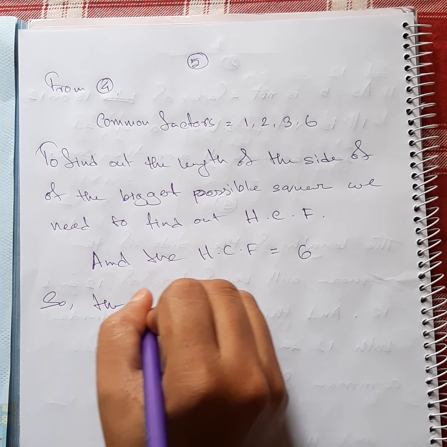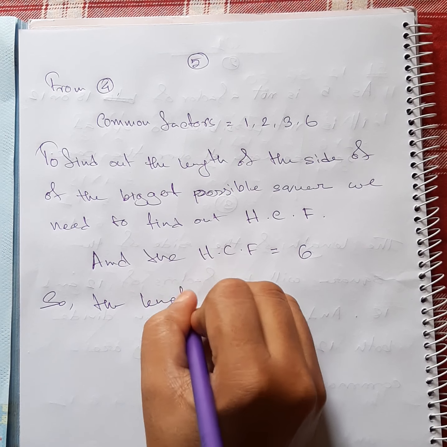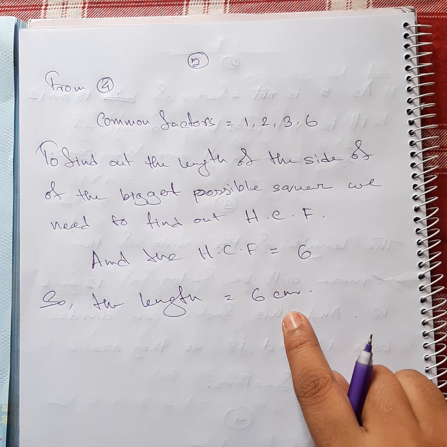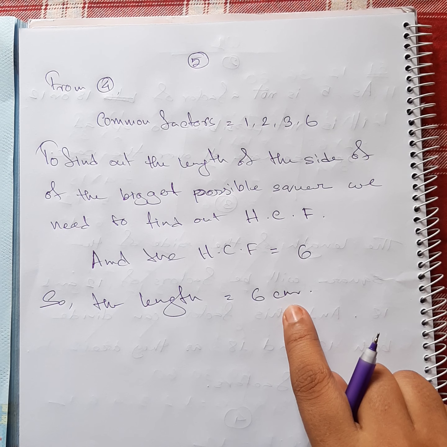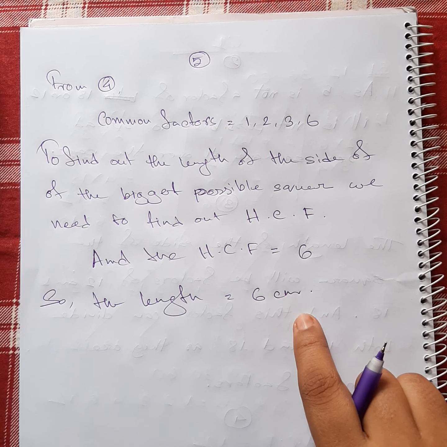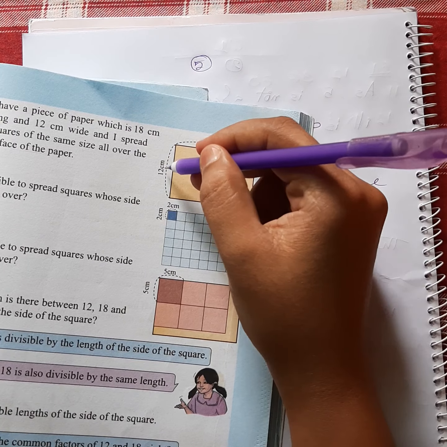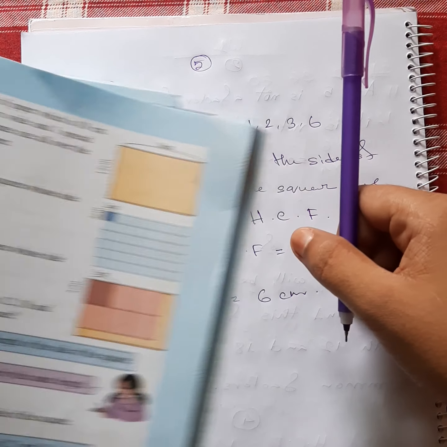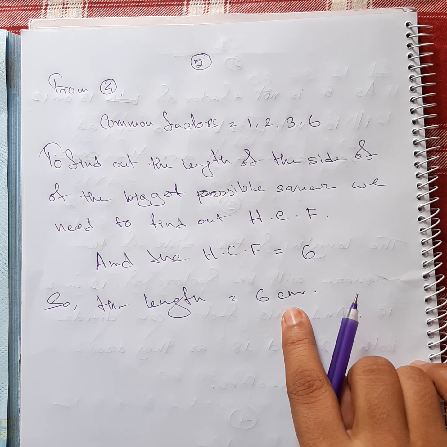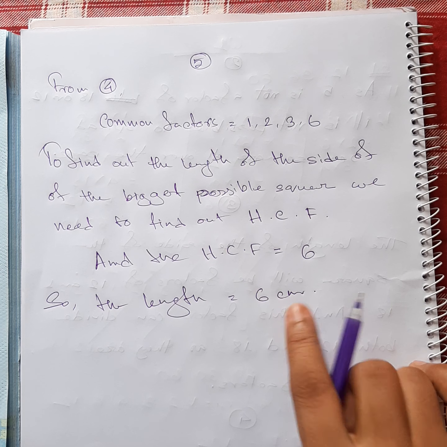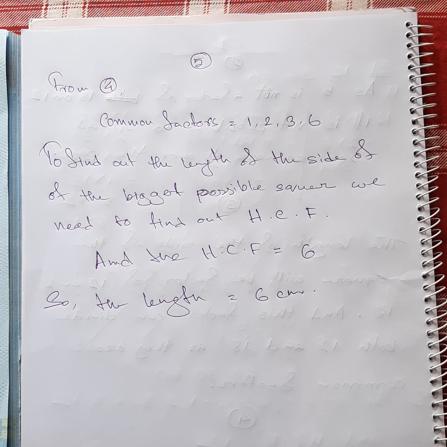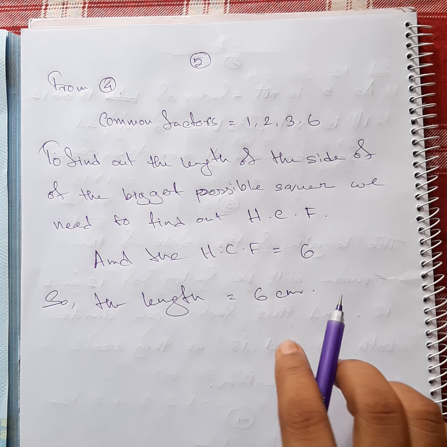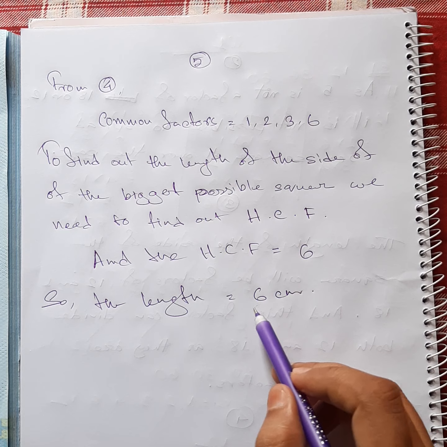So the length is 6 centimeter. We are talking about the length now. As you know, that page was 18 centimeter and 12 centimeter. We are talking about centimeter units, so we need to write down 6 centimeters over here. Never ever forget to write down your units with a dot. If you are writing down the short form, definitely you have to give the dots. So this is the 6 centimeter.